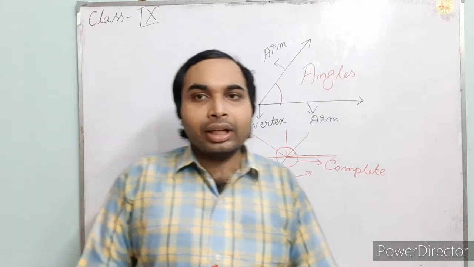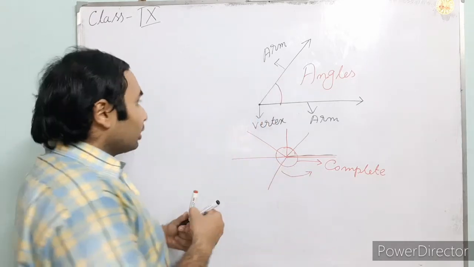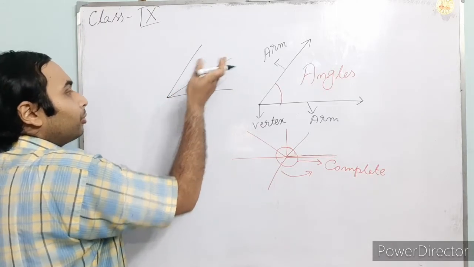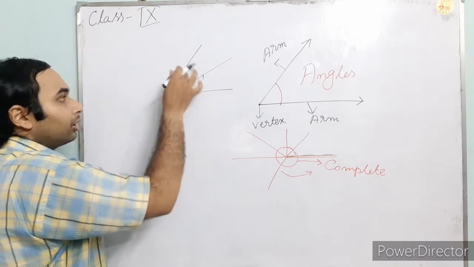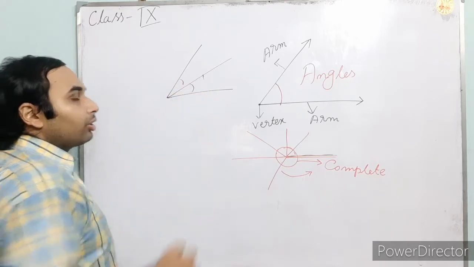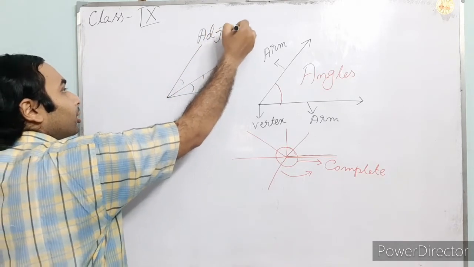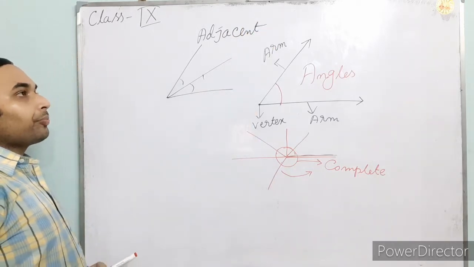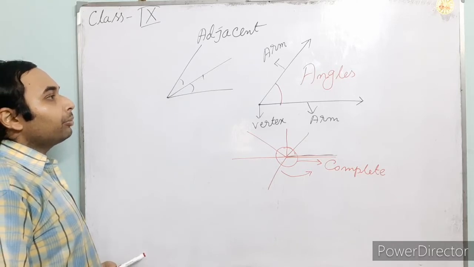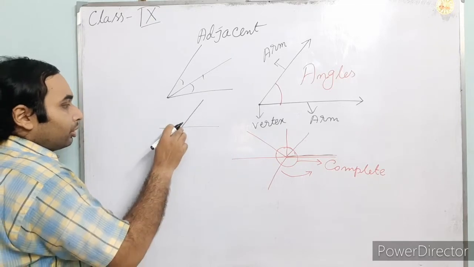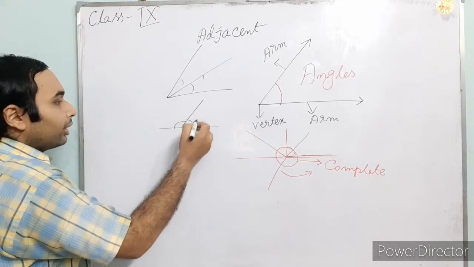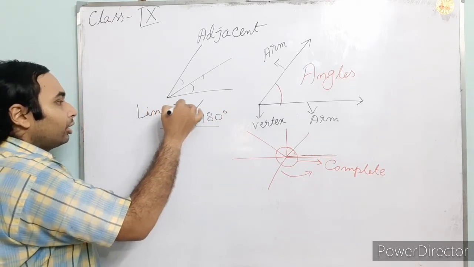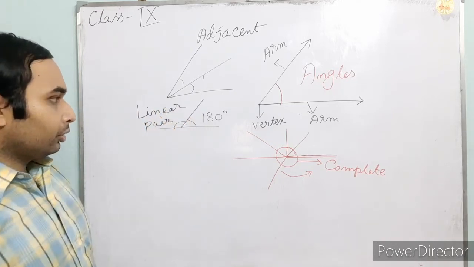Now other angles are there, that is the adjacent angle. If two angles have one common arm, this arm is common for those two angles, then those two angles are called the adjacent angles. And another was there, that is the linear pair. If the sum of two angles is 180 degree, then those two angles make a linear pair.